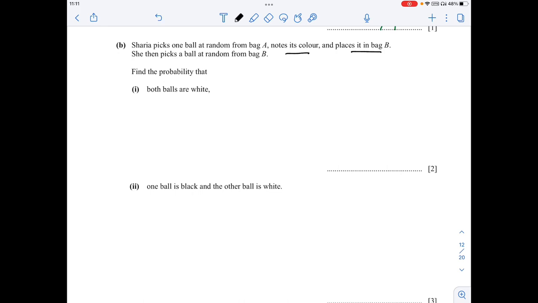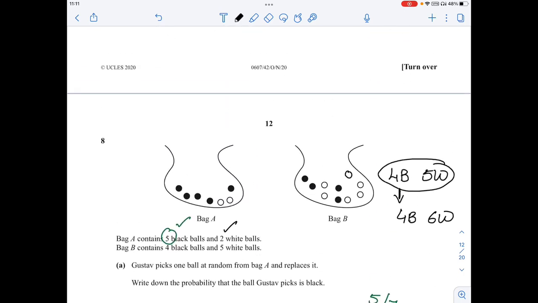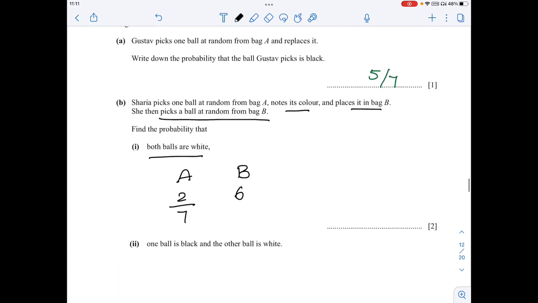Coming to part B, Sharia picks one ball at random from bag A, notes its color and places it in B. Then she picks another ball from bag B. Show that both are white. So from bag A also white and from bag B also white. From bag A, white is nothing but how much? 2 upon 7. Bag B was having 4 black and 5 white. So one white has been placed over here, so it will have 4 black and 6 white. So now white will be 6 upon 10. So simplified, 2 times 1, 2 times 5, it becomes 6 upon 35.